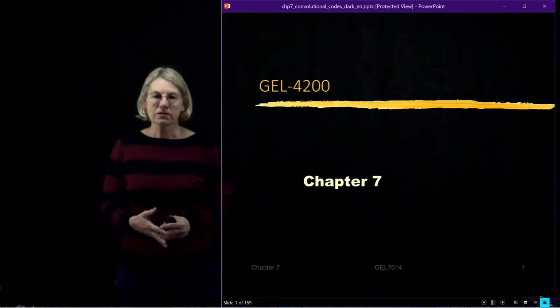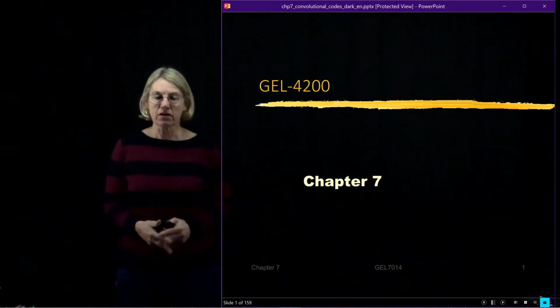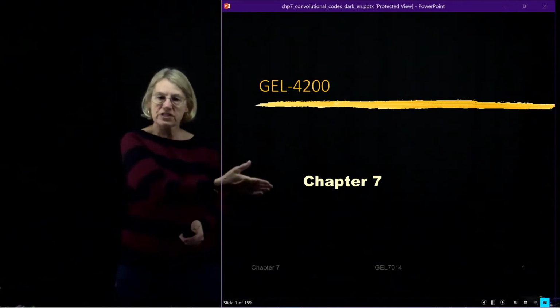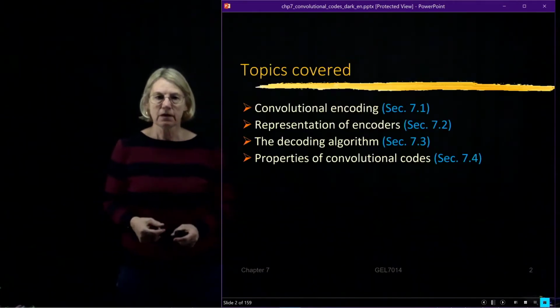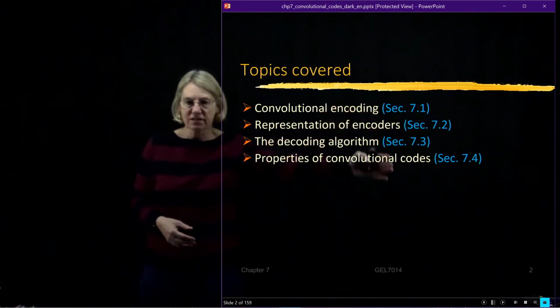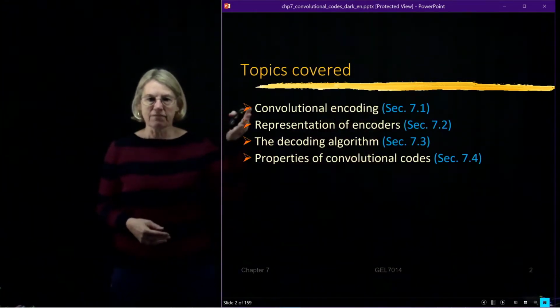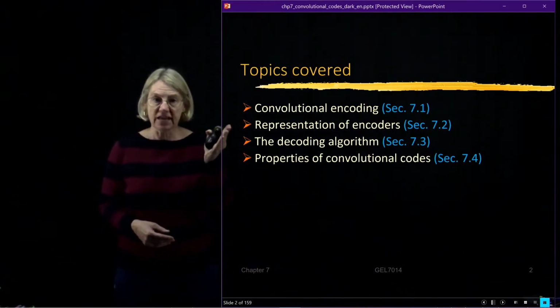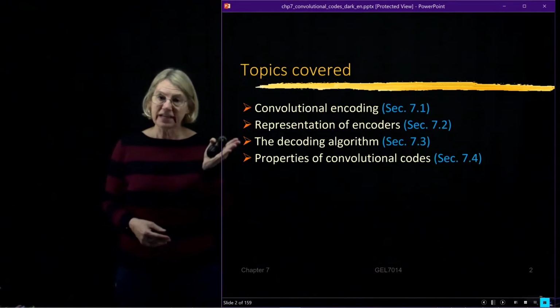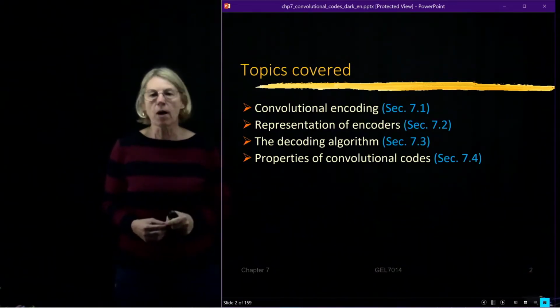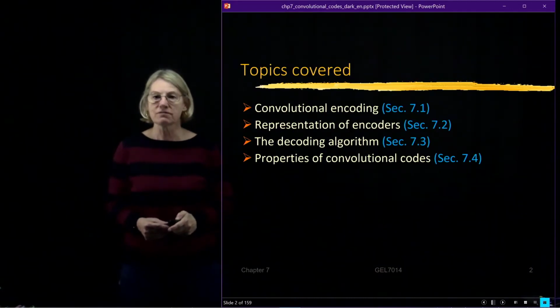We're moving on now to the covering of forward error correction codes, and in particular convolutional codes, which is covered in Chapter 7. So in the Scholar textbook, we'll be covering these sections, and in particular covering convolutional encoding, how we can do different representations of the encoders, most importantly how the decoding algorithm works, and finally some properties of convolutional codes.